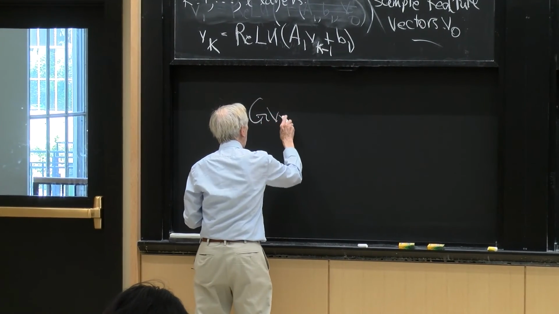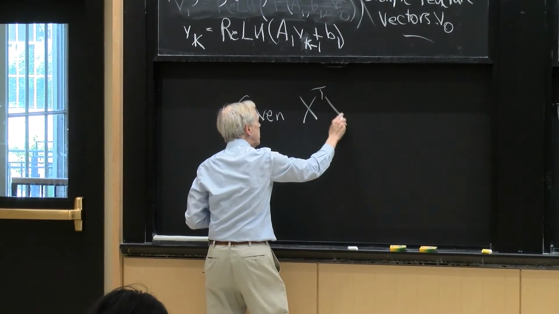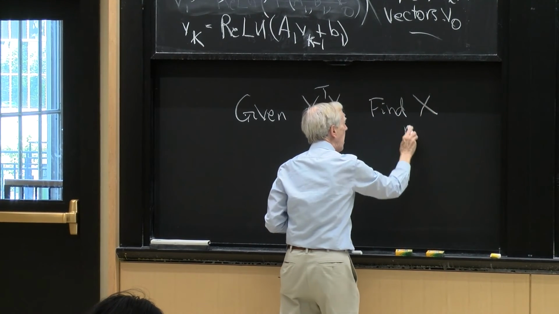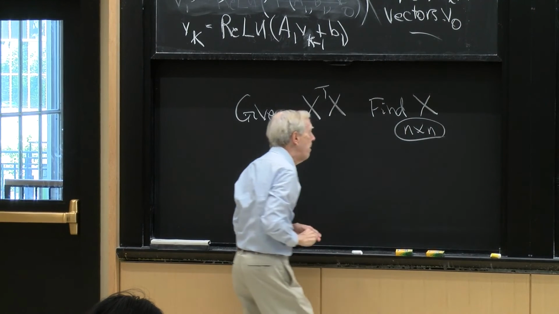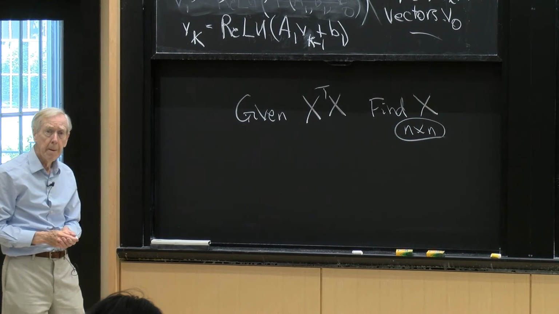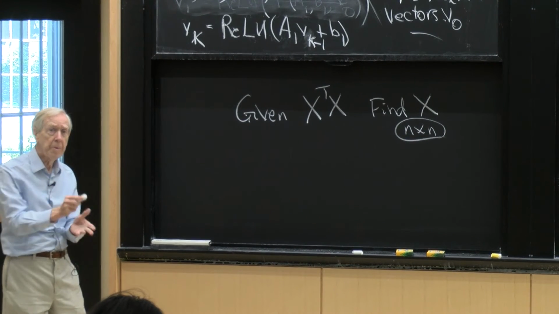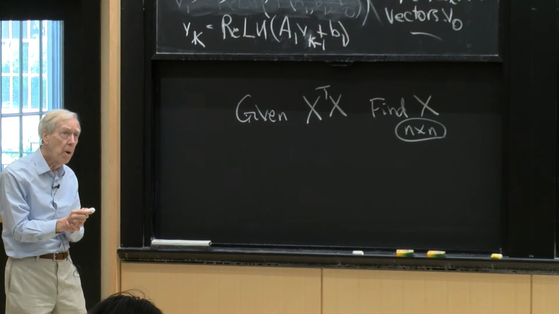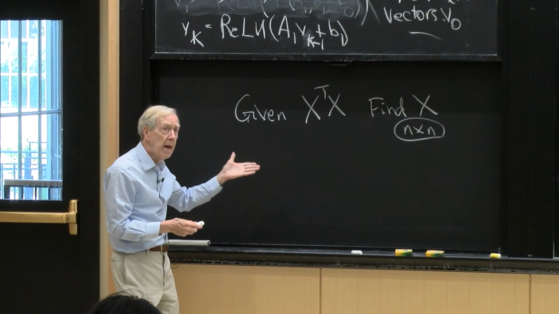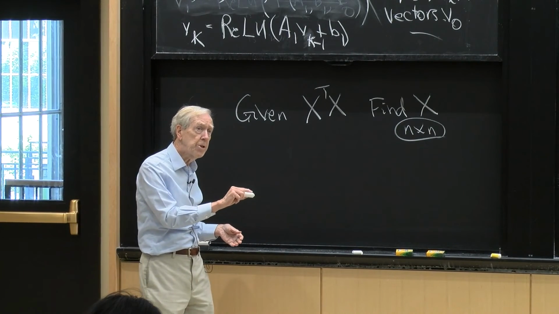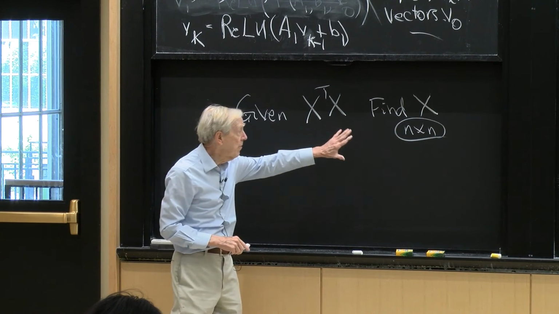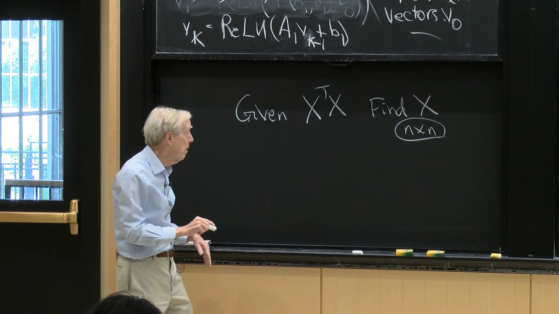Given x transpose x, find x. This is n by n. How would you do that? Could you do it? Would there be just one x? No. If you had one x, multiply that by a rotation by an orthogonal matrix, you'd have another one. So this is you finding x up to an orthogonal transformation.